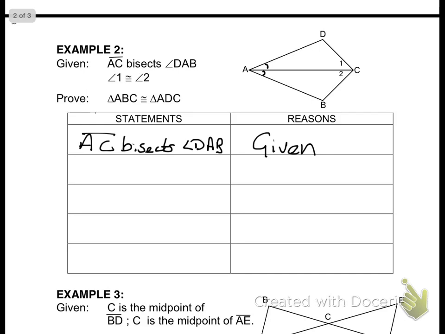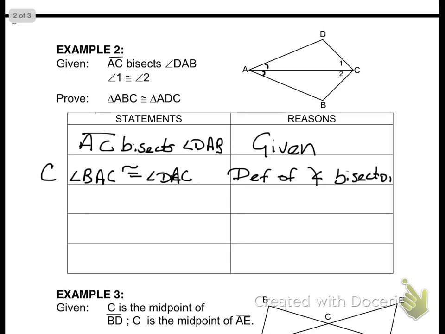Now, that doesn't prove congruency, but because of the definition of a bisector that says that angle BAC is congruent to angle DAC, because that's what a bisector means, that it cuts one angle into two congruent angles. So there's a congruency statement. And our reason is that that's the definition of an angle bisector. Okay, definition of an angle bisector.